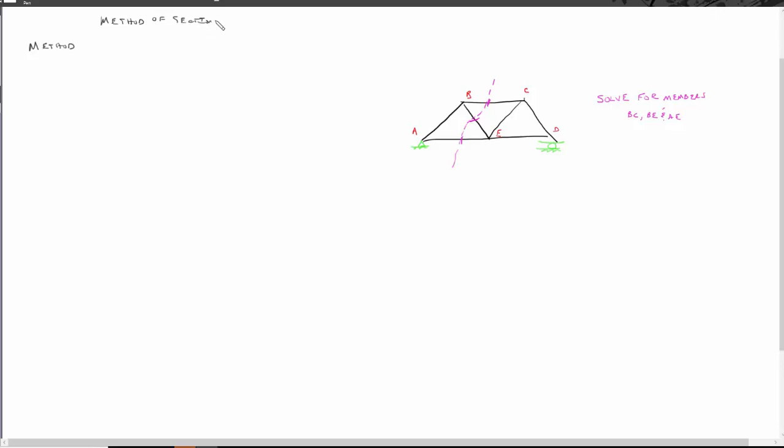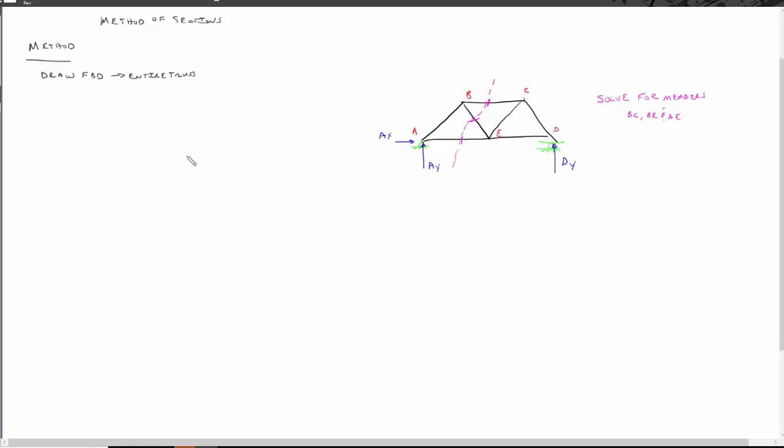But how do we go about doing this? Well, what I would do is draw the free body diagram of the entire truss. Now on the exam and so forth, you could just come in and write in your reaction forces AY, AX, and DY. We could just do that to help save time.